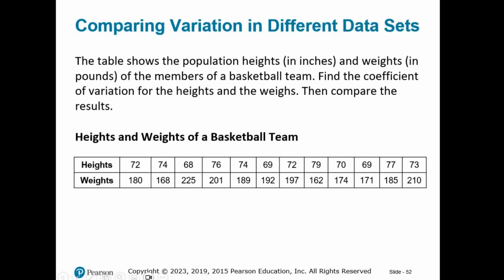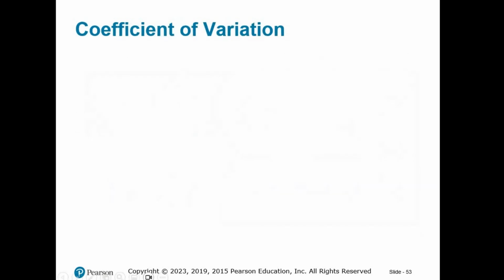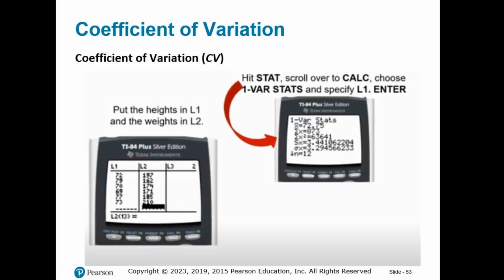The table shows the population heights in inches and weights in pounds of the members of a basketball team. Find the coefficient of variation for the heights and weights, then compare the results. The formula for CV requires the population standard deviation and mean for these data sets. So let the calculator do the work for you. Type your heights into L1 and the weights into L2. Press the Stat button, make sure Edit is selected, then Enter and enter your data.